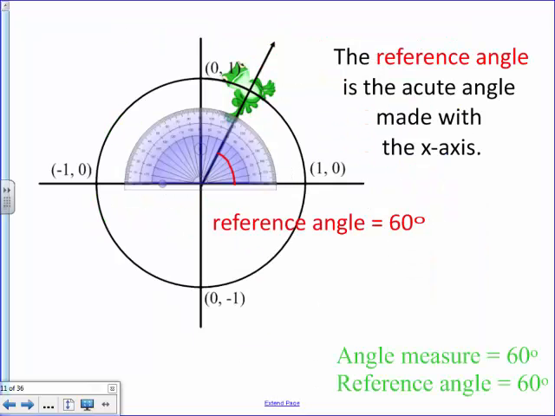Okay, another term that we're going to use is called the reference angle. And the reference angle is the acute angle. It's always acute, so that's important, made with the x-axis. So for example here, this is the angle measure 60 degrees, which also is the reference angle 60. Okay, they match because they're both from the positive x-axis.